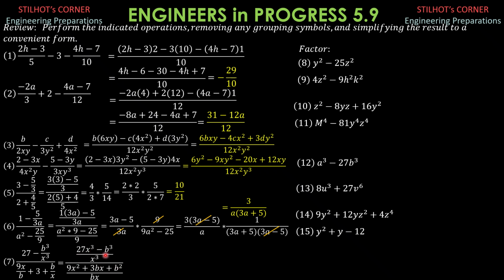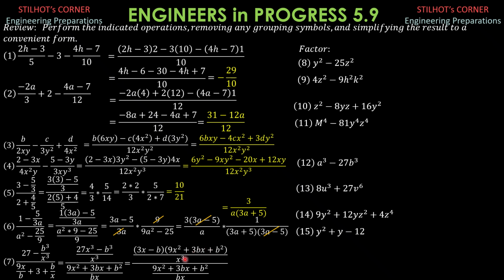The numerator here is a difference of two cubes, the quantity 3x cubed minus b cubed. The factors are 3x minus b, times the quantity: square of 3x is 9x squared, product 3bx, then square of b, b squared, all over x cubed times the reciprocal of the denominator. So equals 3x minus b, quantity 9x squared plus 3bx plus b squared, all over x cubed, then all over 9x squared plus 3bx plus b squared all over bx.